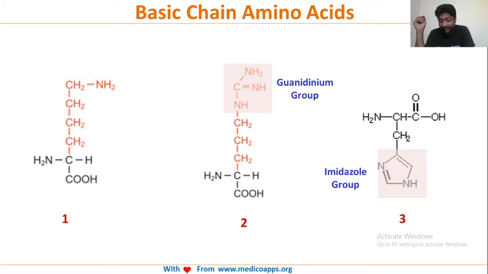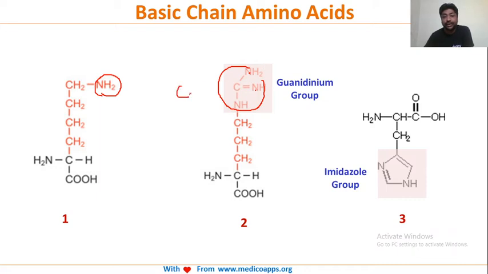Quickly, can anyone identify what is amino acid 1, amino acid 2, and amino acid 3? Let me tell you a very important point. If you see, it has an additional amino group. That's why it is basic in nature. Here also, if you see, there are additional amino groups, and this is a very special group called the guanidium group.